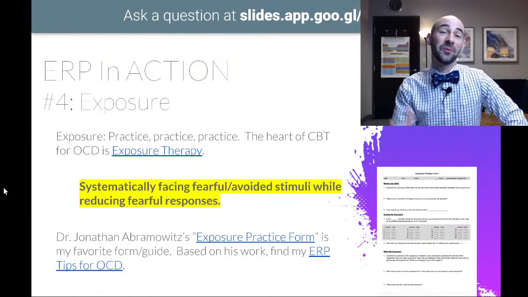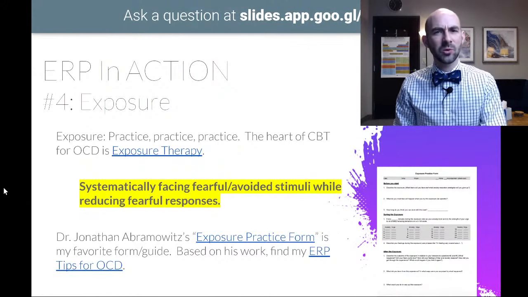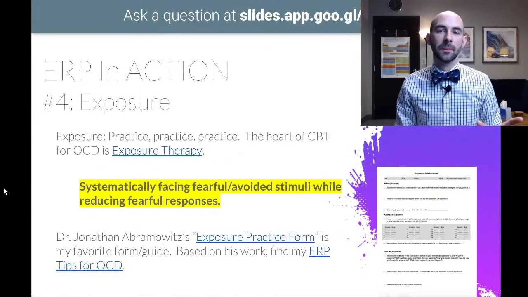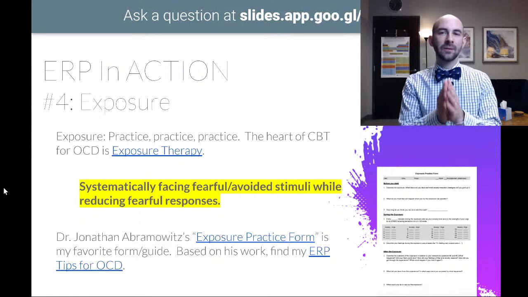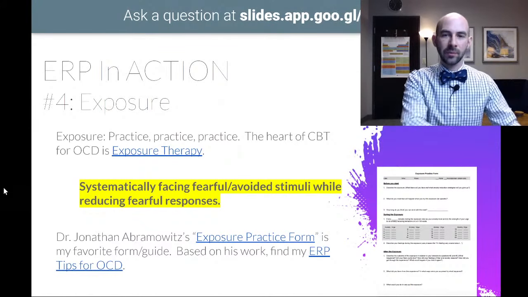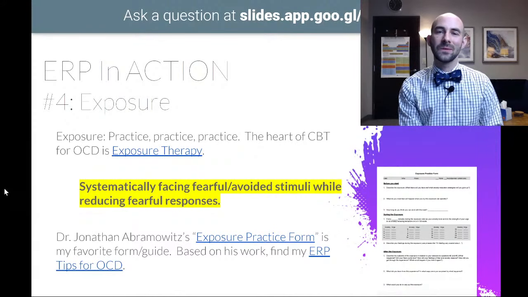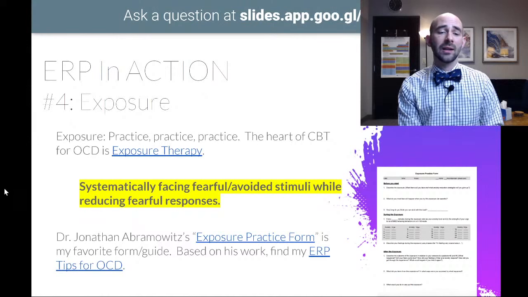So, of course, fourth, interesting, right? The first three aren't even exposure because of that. Good assessment and good planning makes for good exposure. So, highlighted here, systematically facing fearful or avoided stimuli while reducing fearful responses. It's basically all it is. I tell clients again and again and again, ERP is remarkably simple, but it's not easy.